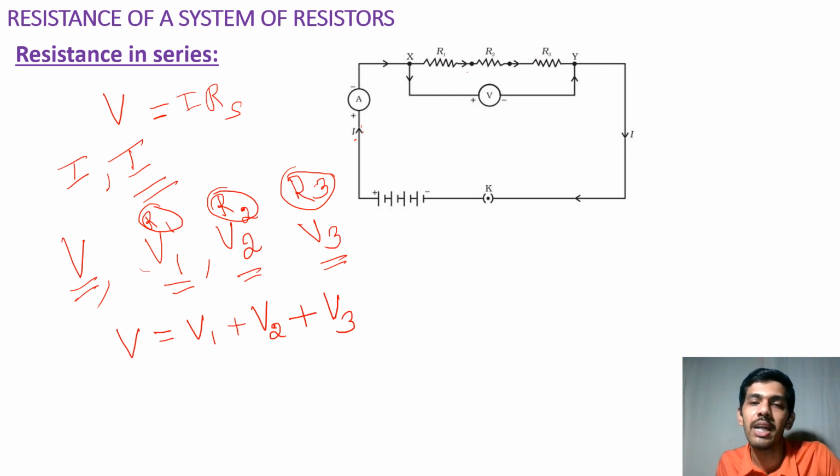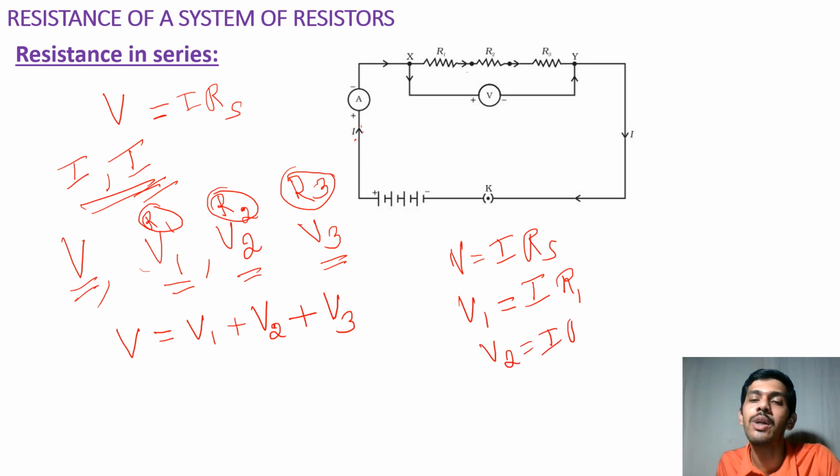We already have written V is equal to I into Rs. And V1, how to write V1? I have said that I always remains a constant in series. You have changed the ammeter position but the current has not changed. So for all the values I will keep the value of I the same. I into, but the resistance value is different, IR1, like that V2 equals I into R2, like that V3 equals I into R3. So substitute all these values in these equations.